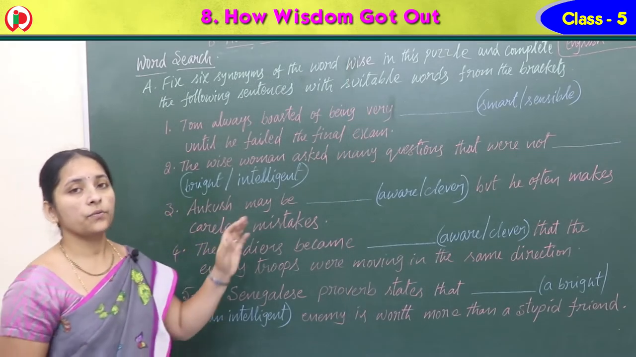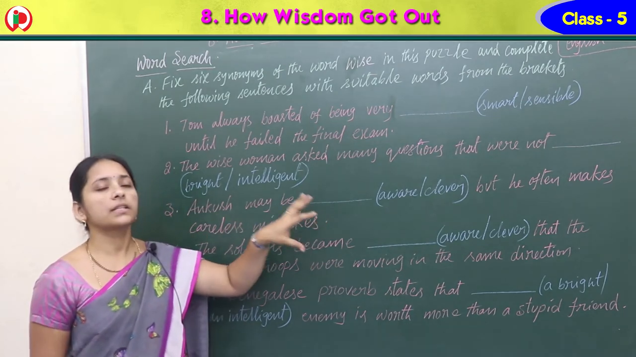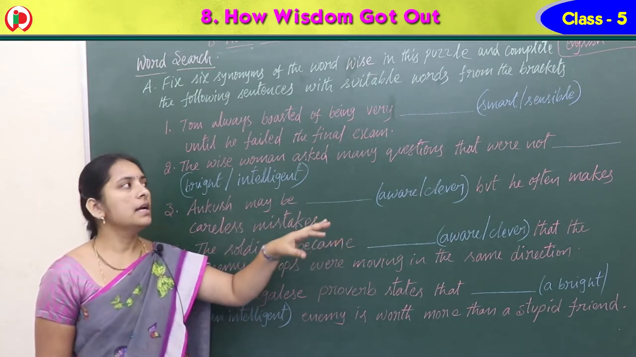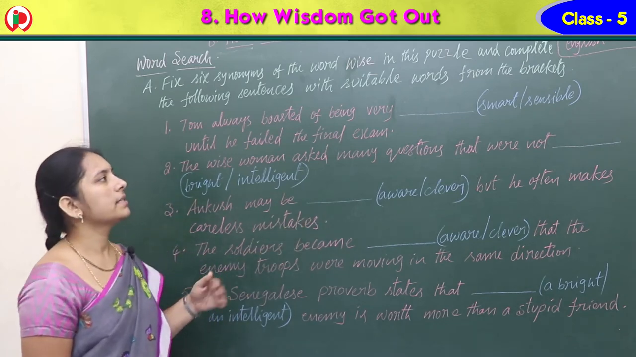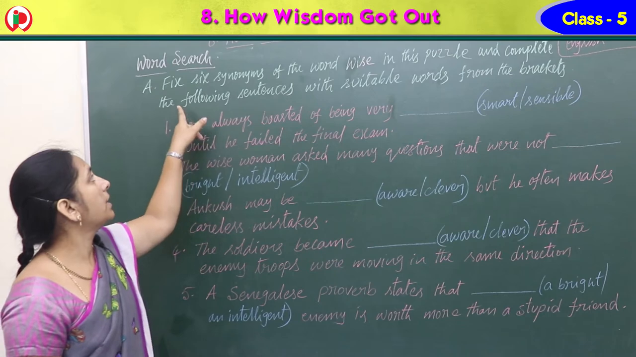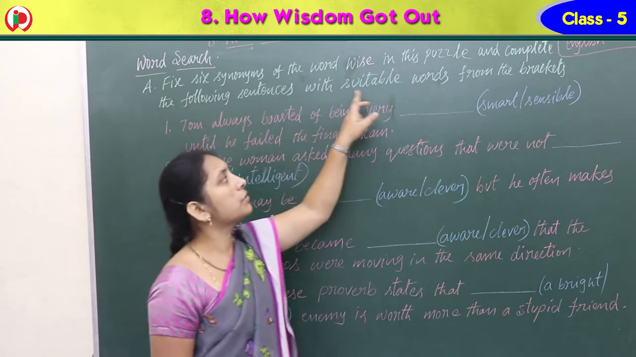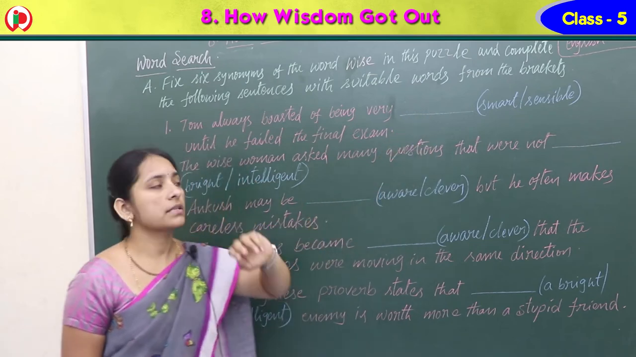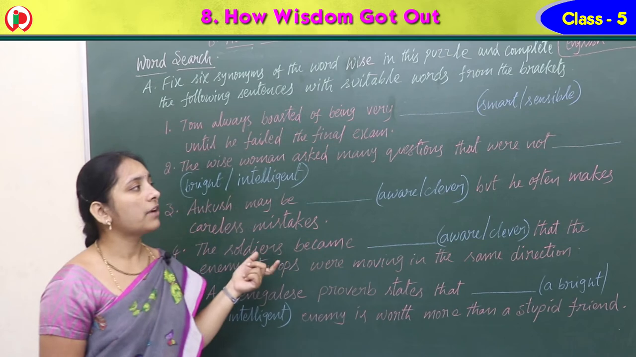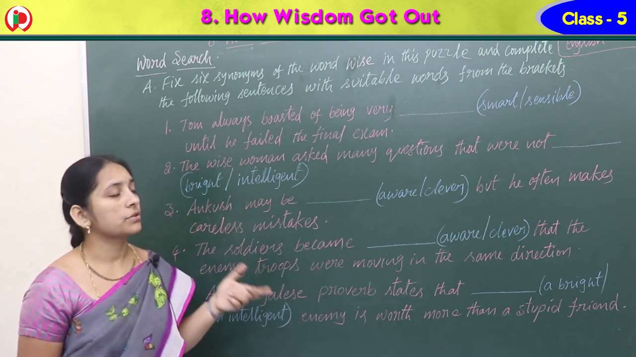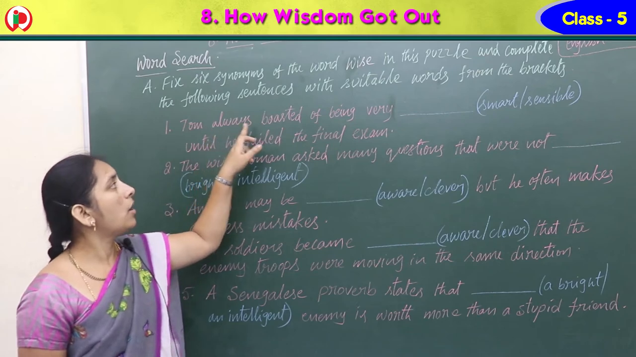See children, so we have done that puzzle. So whatever six words we got in the puzzle, we should apply here in these sentences. What are those sentences? See, in this they have given already. Complete the following sentences with suitable words from the brackets. So in the brackets they have given the words, and from that we should take the suitable word. One by one you see. First one.